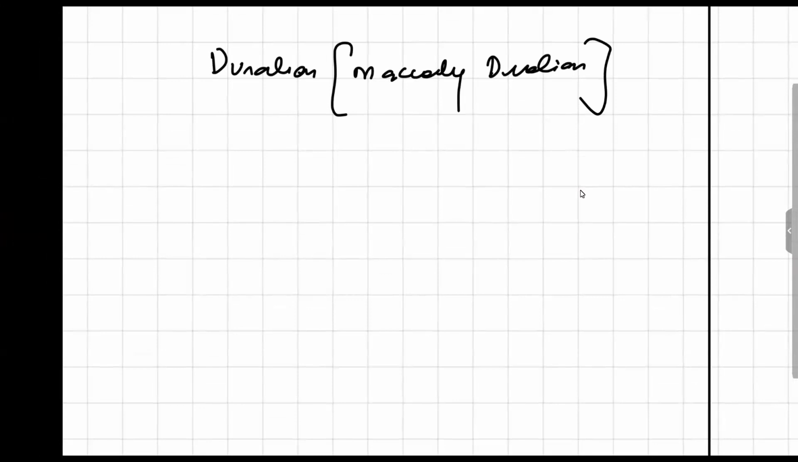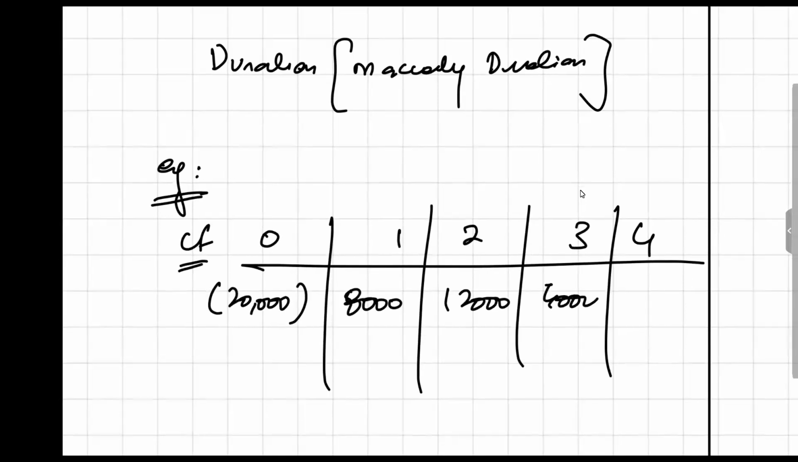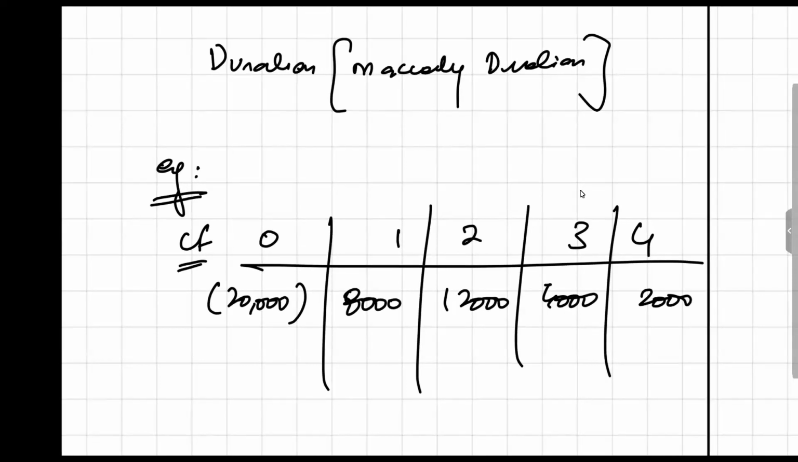Now, how do we go about calculating the duration? I will demonstrate how you would calculate it. Let's take an example: there is a project that has cash flows at time 0, 1, 2, 3 and 4, let's say 20,000, 8,000, 12,000, 4,000 and 2,000. The WACC that you have is 12%.